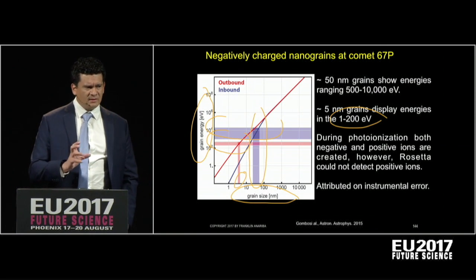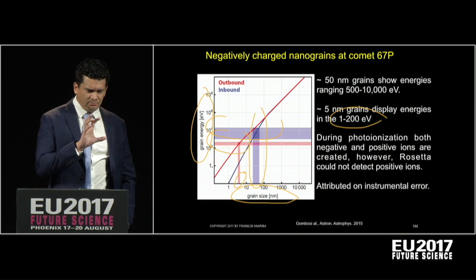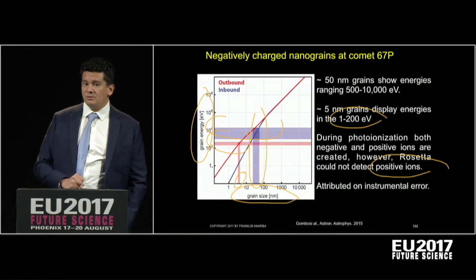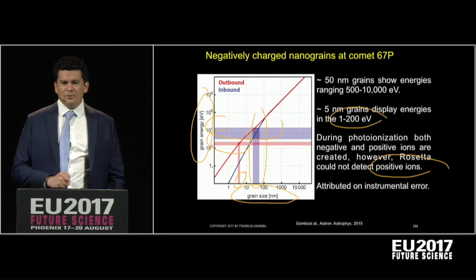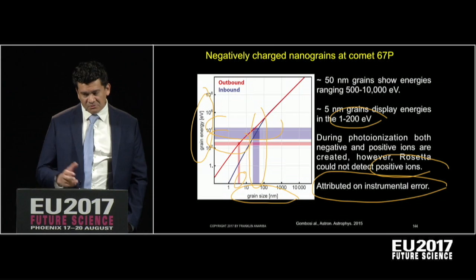I don't recall exactly, but it was not far from the nucleus, and they placed or oriented the probe towards the nucleus, and they began to measure both positive and negative ions. And what they realized is that they couldn't detect any positive ions. They only detected negative ions. They basically argue that it's just an instrumental error, which it could be.